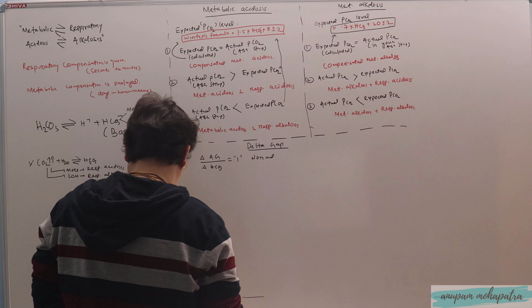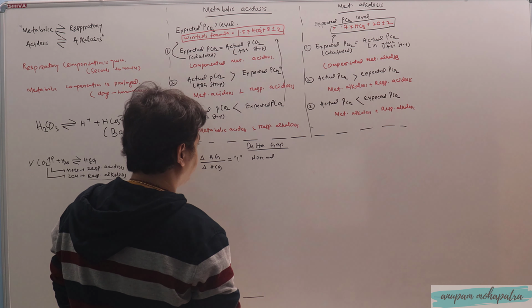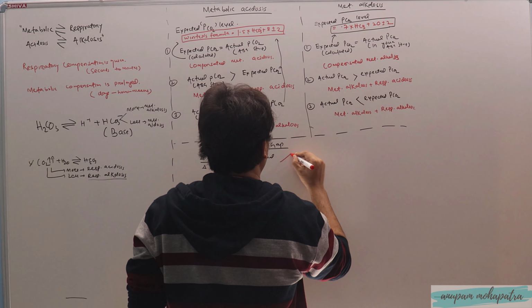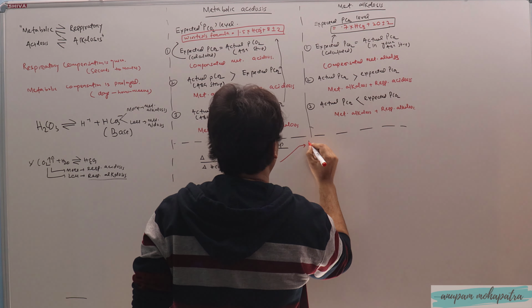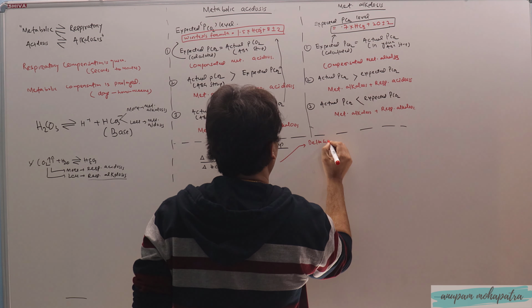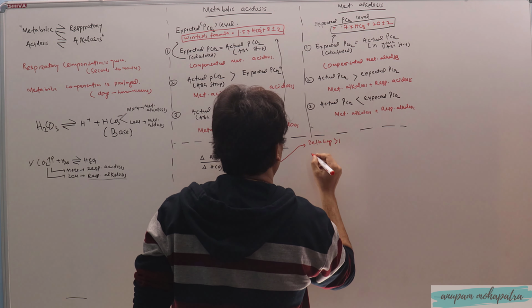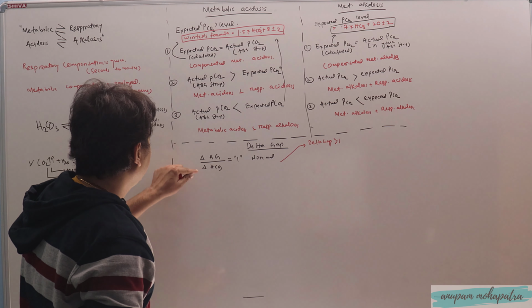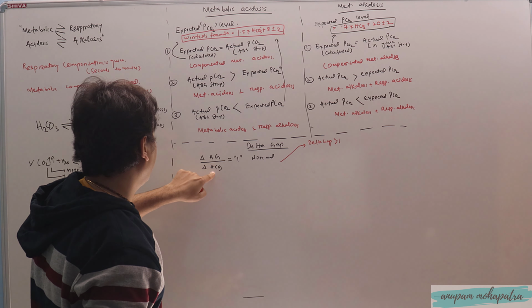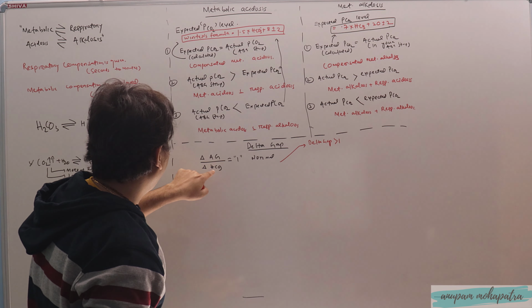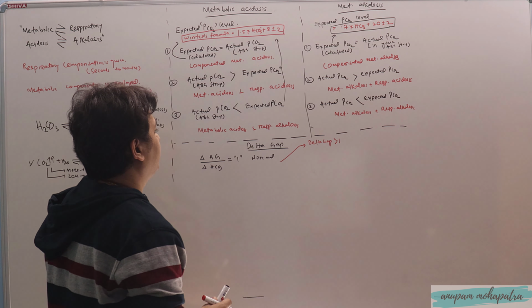Now, there can be two scenarios. In scenario 1, if the delta gap is more than 1, what does that mean? That means the change in anion gap is actually greater than the change in bicarbonate. What that means is we have extra bicarbonate in the blood.